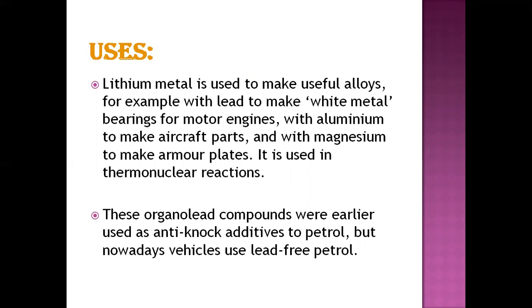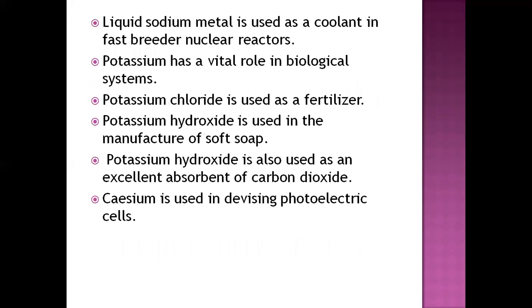Uses. Lithium metal is used to make useful alloys, for example with lead to make white metal bearings for motor engines, with aluminium to make aircraft parts, and with magnesium to make armor plates. It is used in thermonuclear reactions. Organolead compounds were earlier used as anti-knock additives to petrol, and nowadays vehicles use lead-free petrol. Liquid sodium is used as a coolant in fast breeder nuclear reactors.